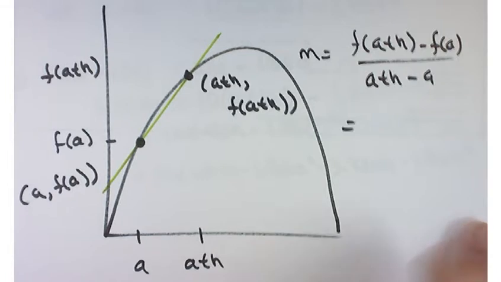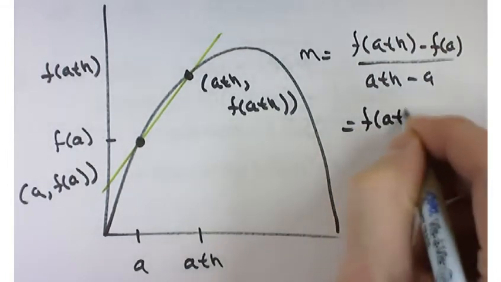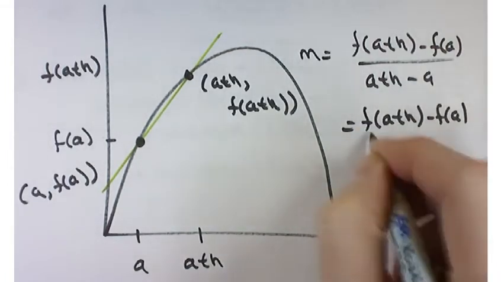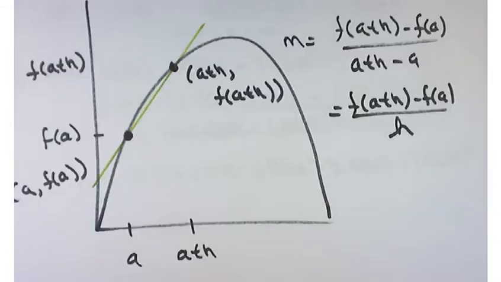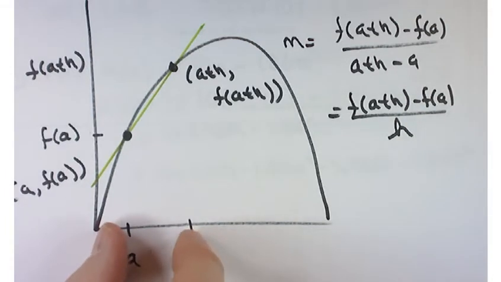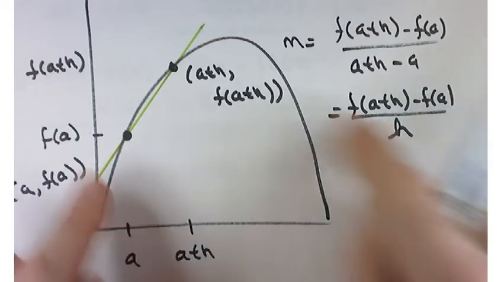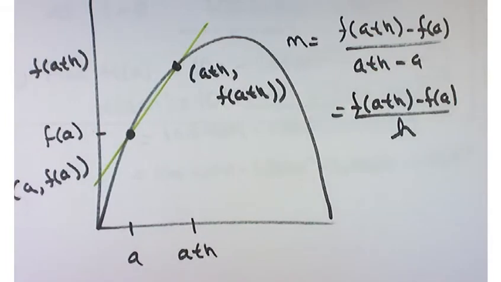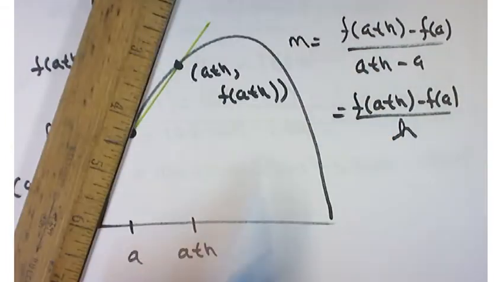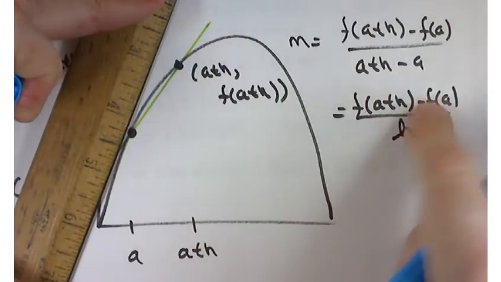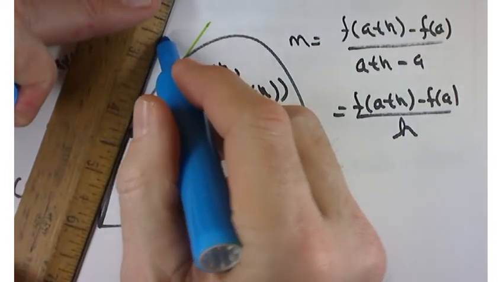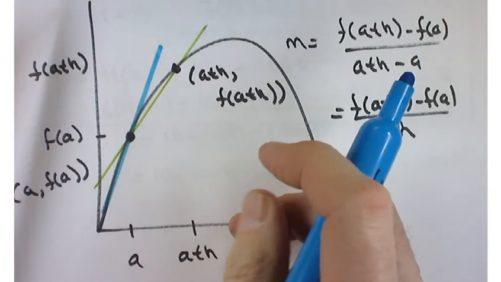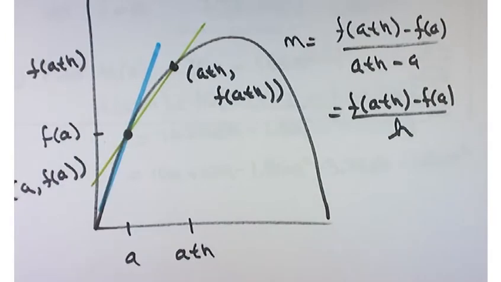Now I get a little simplification in this. Do you see where it is? Yeah, the a cancels out in the denominator, so I just get this expression. And if I let the value of h get really, really small, take the limit as h approaches 0, then the slope of the secant line will eventually become the slope of the tangent line. And that's what we're looking for, the slope of the tangent line.